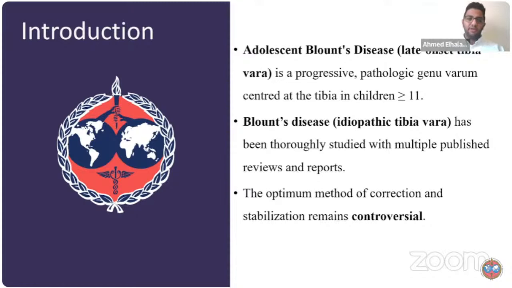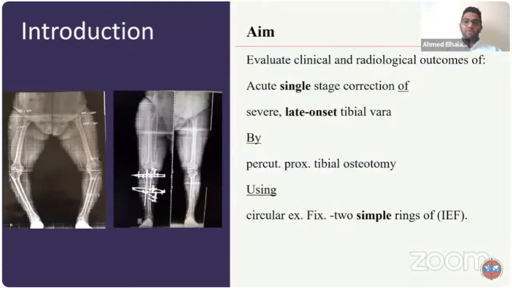First of all, adolescent Blount disease or late onset tibia vara is a progressive pathological genu varum centered on the tibia in children more than 11 years old. It has been thoroughly studied with multiple published reviews and reports, but still the optimum methods of correction and stabilization remain controversial. In our study, our aim was to evaluate the radiological and clinical outcome of the acute single stage correction of severe late onset tibia vara by percutaneous osteotomy for the tibia and a circular external fixator with a simple two rings, as we can see in the picture on the left hand side.